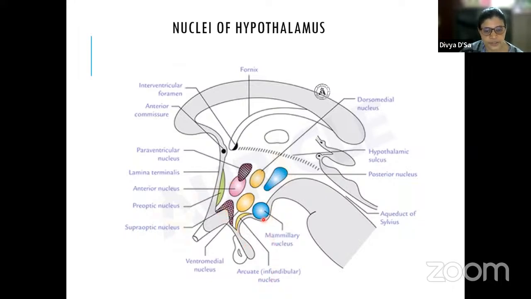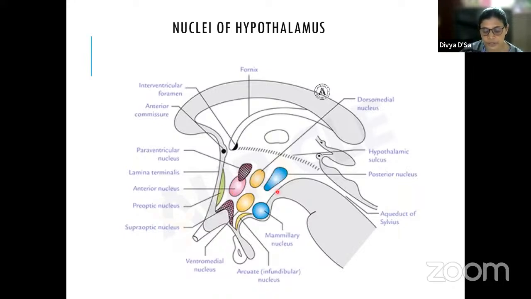And tuberal region will include the tuber cinerum region, the infundibulum portion, and these things around it. And mammillary region includes the mammillary bodies and the area around it. Okay, so in relation to the boundaries only, we have the different subdivisions. This is anterior-posterior subdivision.